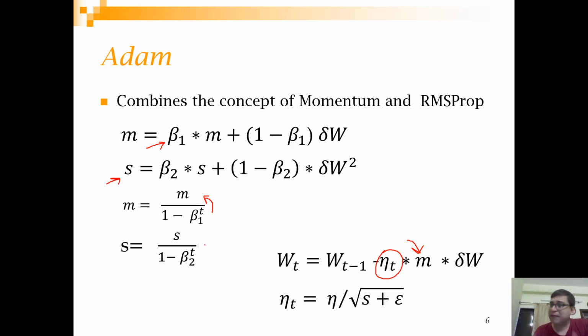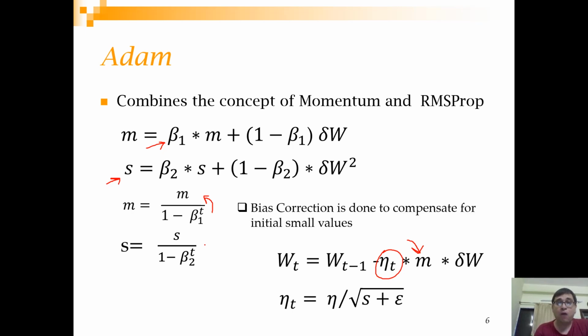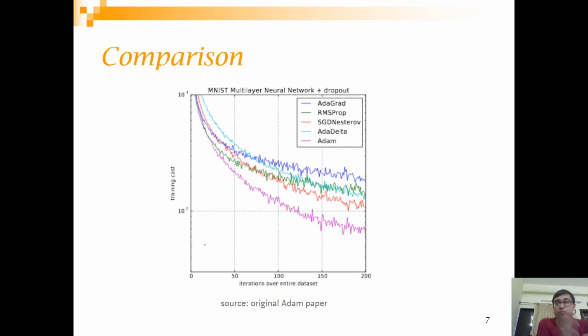All right. So we have seen the new types of optimizers, RMS prop and Adam. Now let's look at how they fare on this MNIST data set. If you look at these, you have AdaGrad, RMS prop, SGD Nesterov, AdaDelta and Adam, and you will see that Adam actually has the best loss rate. This is your iteration, and this is your training cost. So you see that the training cost goes down faster for Adam.